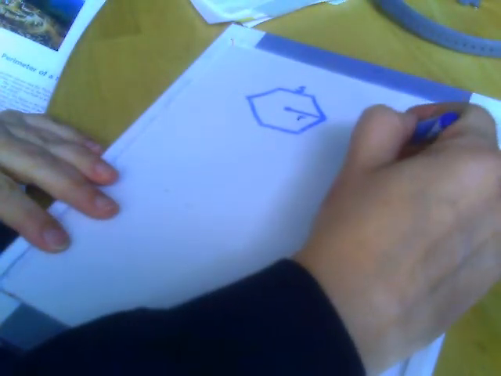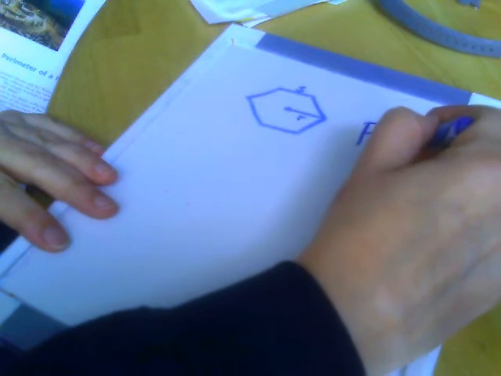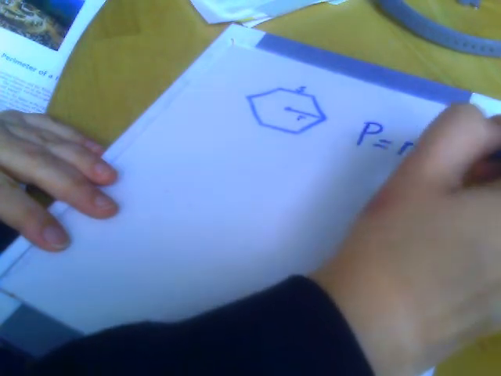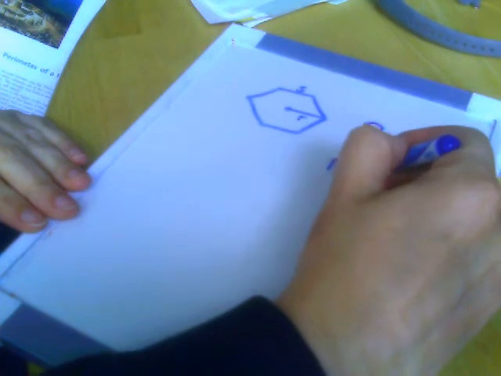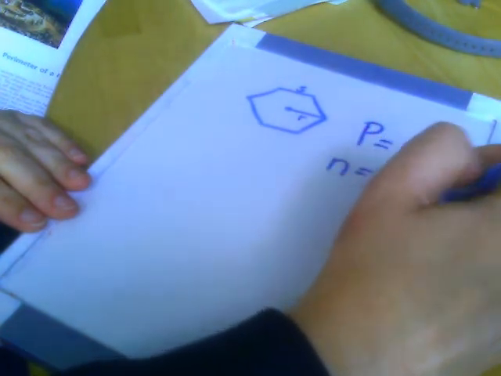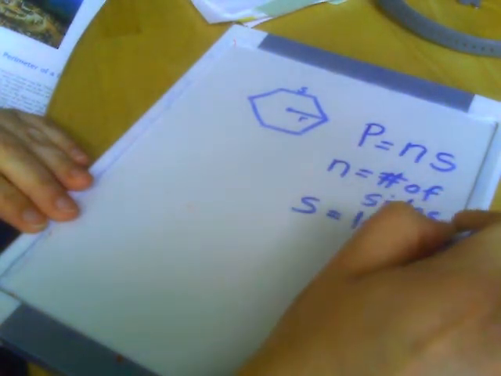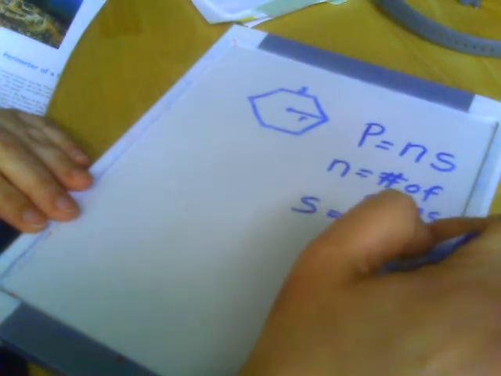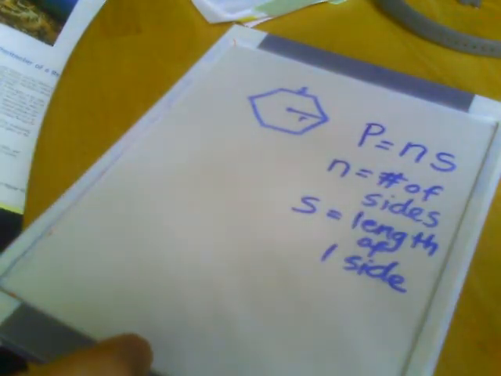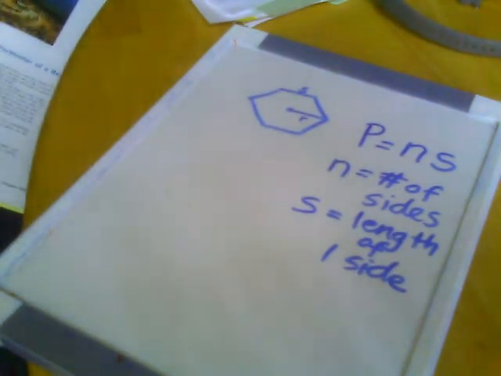P will stand for perimeter, and perimeter equals N times S. You're going to use this formula when you know the number of sides, because N stands for the number of sides, and when you know the length of one side. That's what S stands for, the length of one side. So if you know the number of sides and the length of one side, you can use this formula to find the perimeter of the regular polygon.